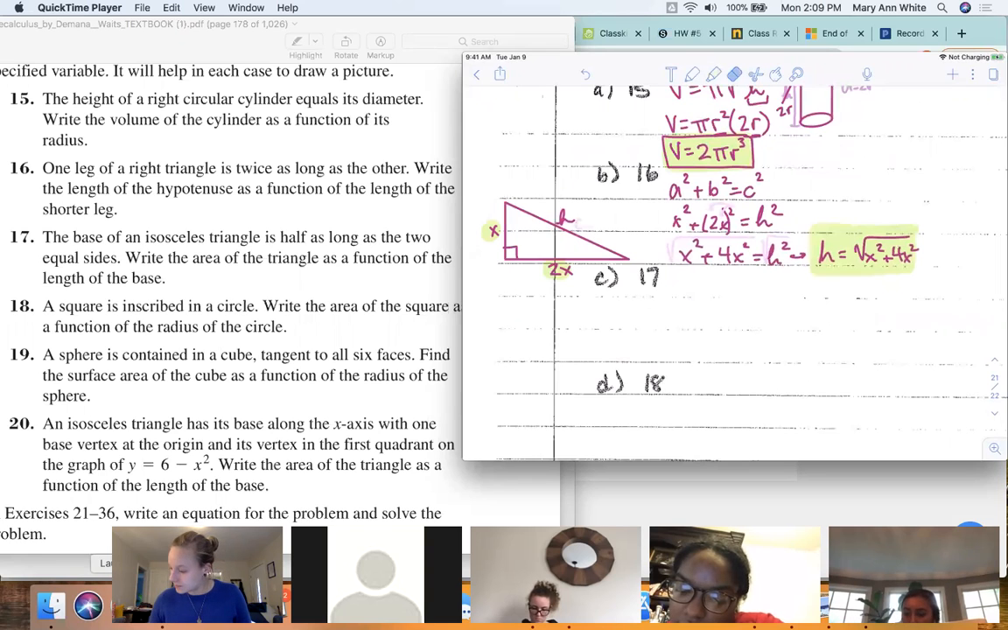All right. Let's look at number 17. It says the base of an isosceles triangle is half as long as the two equal sides. Write the area of a triangle as a function of the length of the base. Okay, there's a lot going on there. Let's draw a picture and see what happens.